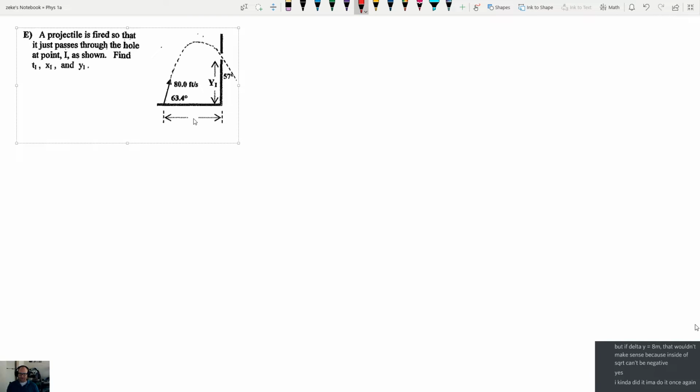And we want to find... Oh, wait, it got cut off somehow. This is x1 right here. We basically want to find the x and the y coordinates of the hole, as well as the time. Okay? The time is going to be the total time that it takes to go from here to the hole, basically. Right? All right. That's the problem.